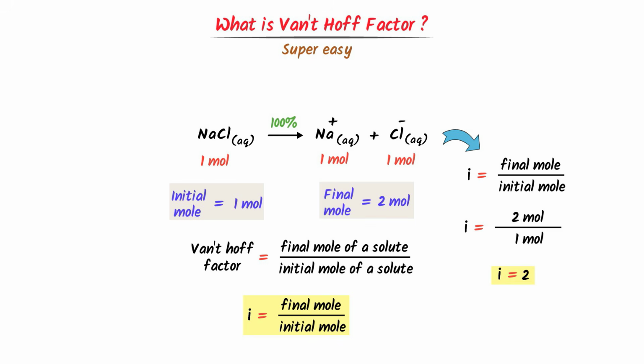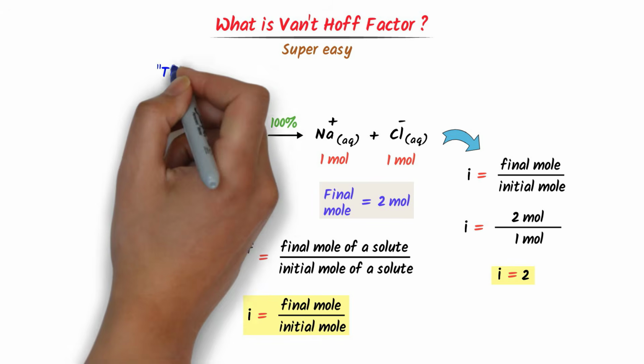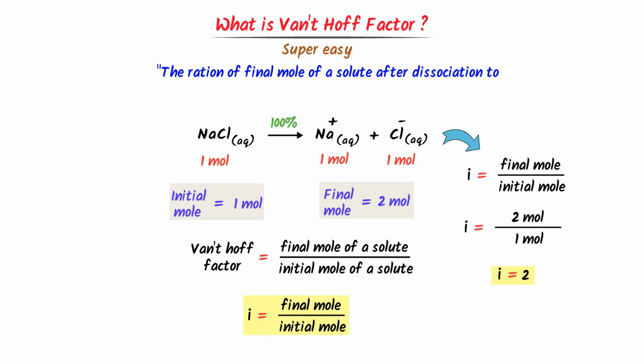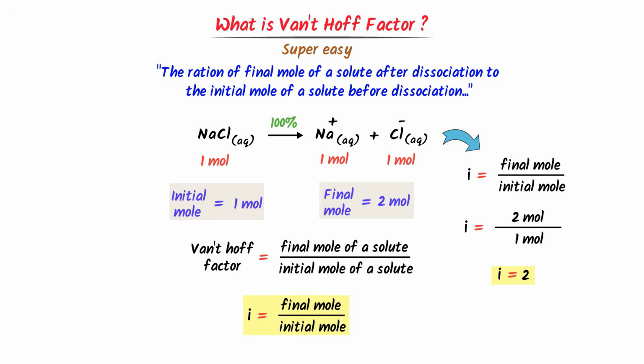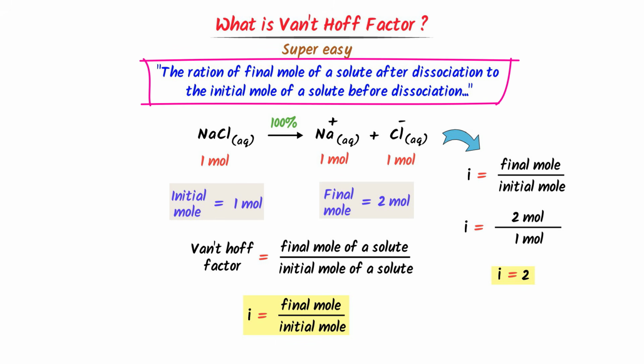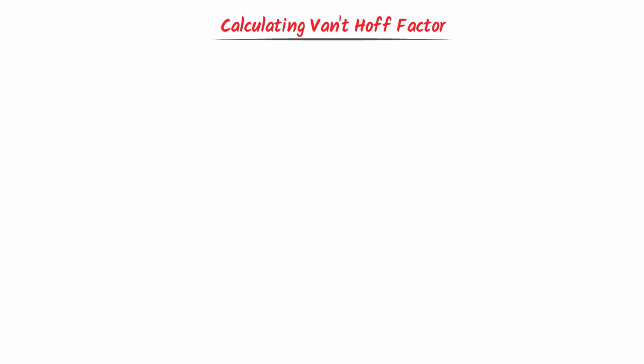Therefore we define Van't Hoff factor as the ratio of the final moles of a solute after dissociation to the initial moles of a solute before dissociation. We denote Van't Hoff factor by i. Thus remember that Van't Hoff factor is the ratio of final moles of a solute to initial moles of a solute.